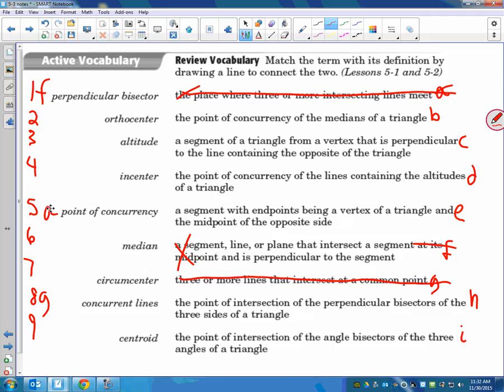After that, they get really specific. So I don't know in which order you did this, but orthocenter and altitude, those are the ones that we learned last week, on Tuesday. Those go together, right? So a segment of a triangle from a vertex that's perpendicular to the line containing the opposite side, that is the definition of an altitude. From the vertex, we just drew it in on that problem we did together. So let's go right together.